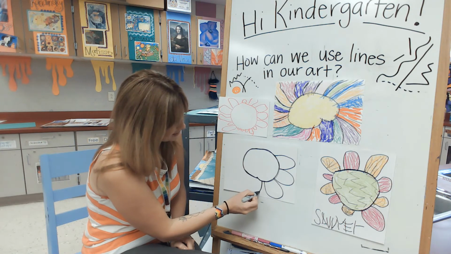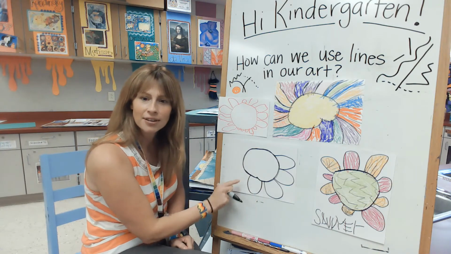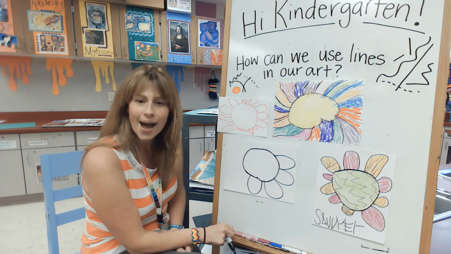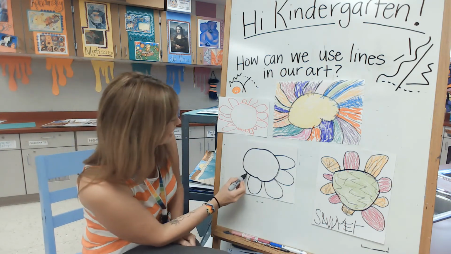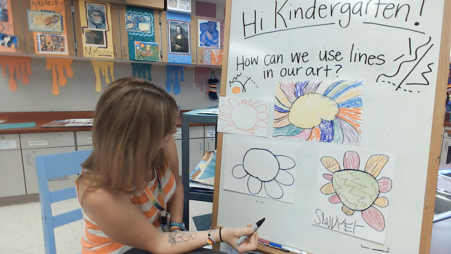Starting here, go around and up. Oh, that looks like a letter. Does anybody know what letter that looks like? A capital U. Yes, it does. Okay. And over, boop, touch my circle.